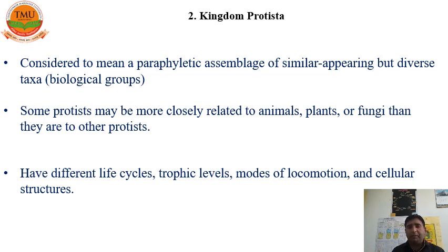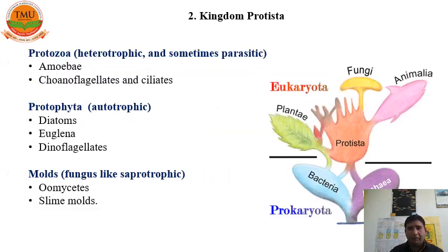They have different types of life cycles. They have different trophic levels. Trophic level means autotrophs, heterotrophs, parasites, etc. They have different types of locomotion like amoeba, paramecium, and they have different types of cellular structures also. But please understand that Monera are prokaryotes and protists are eukaryotes.